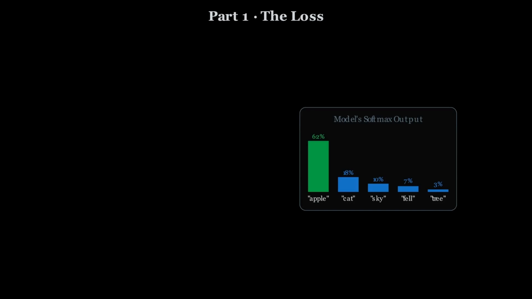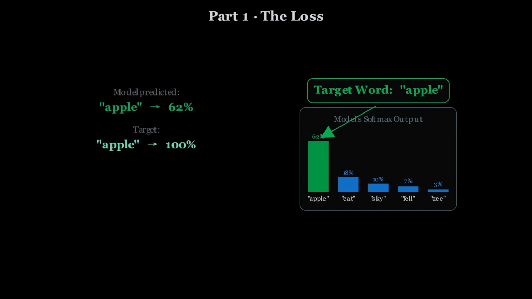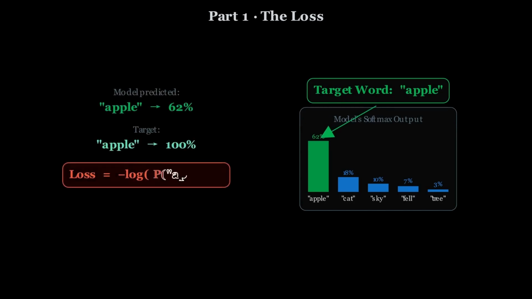In this example, Apple has been predicted with 62% accuracy, and cat has been predicted with 18% accuracy. So you give the token ID and it predicts the output. The target word was Apple, but our model right now predicted 62%. So it's still not sure that for this token ID, the word in the vocabulary should be Apple.